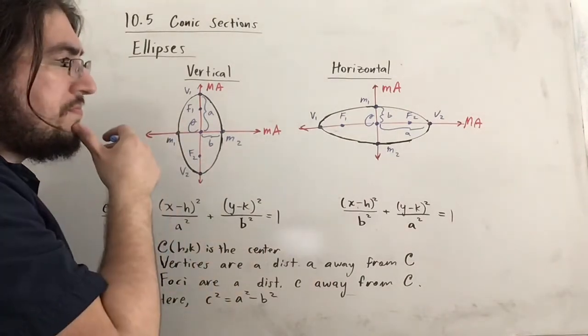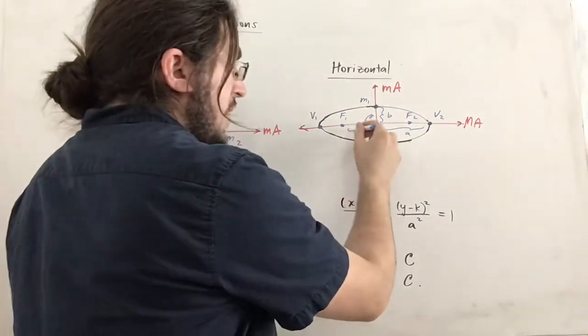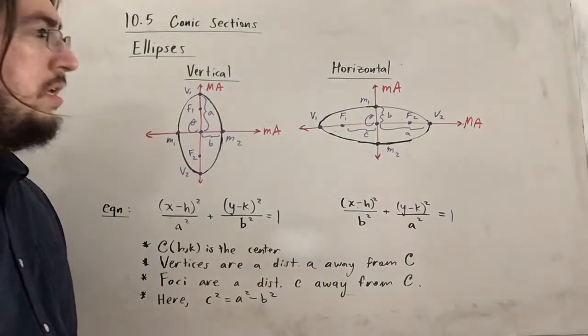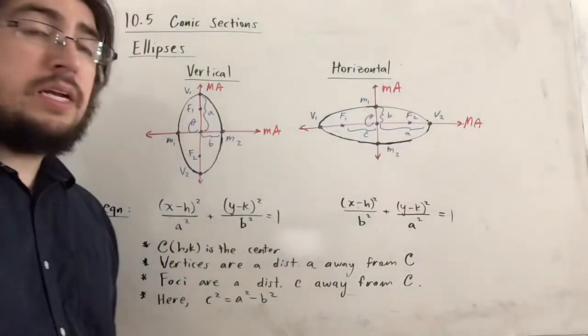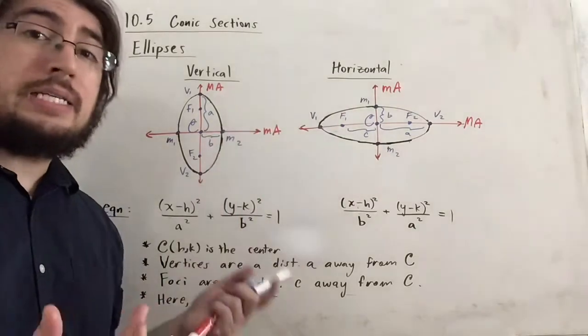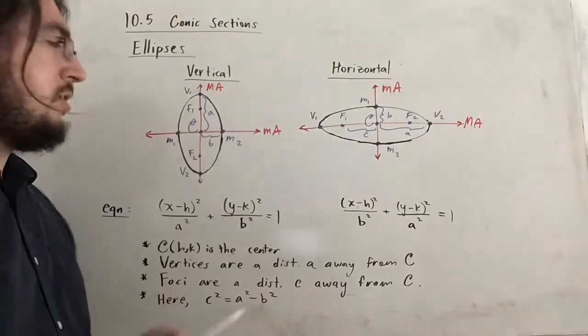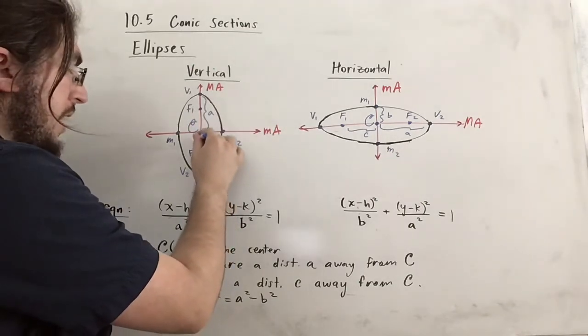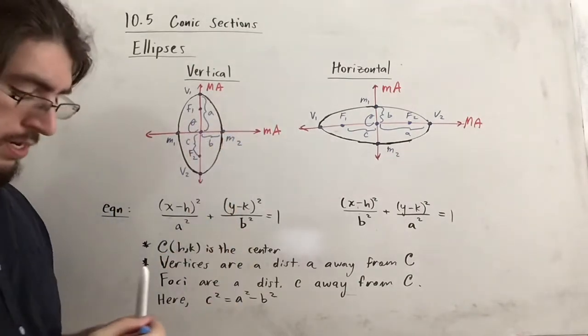So the distance from the center to a focus is labeled as c. And it's the same distance for each. That's why I'm only labeling one of these, when in fact the distances are the same throughout, because it's symmetric. It's a very symmetric image. Okay, good. So the distance from here to here, let's say, is lowercase c.